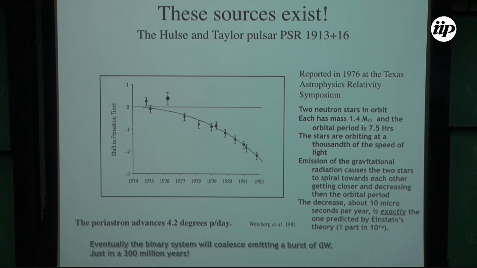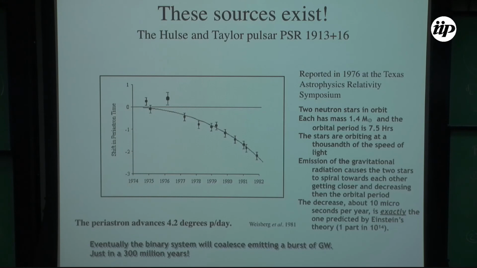But essentially, we had two neutron stars in mass. Each mass is 1.4 solar masses. The orbital period is 7.5 hours. They are orbiting at 1/1,000 of the speed of light. The emission of gravitational radiation causes the two stars to spiral towards each other, getting closer and decreasing the orbital period. The decrease is about 10 microseconds per year, and this is almost 1 part in 10 to the 14 of the one predicted by Einstein's theory. The periastron advances 4.2 degrees per day.